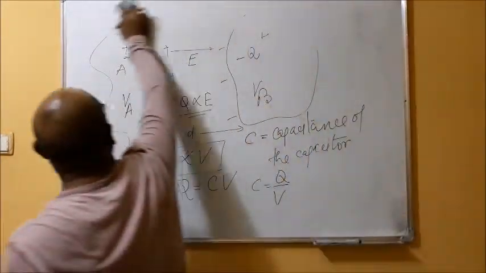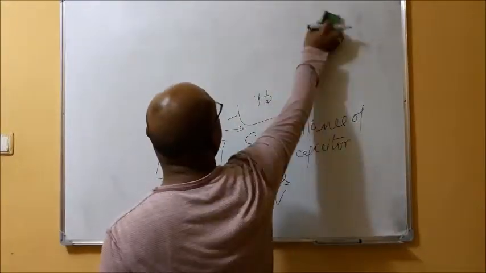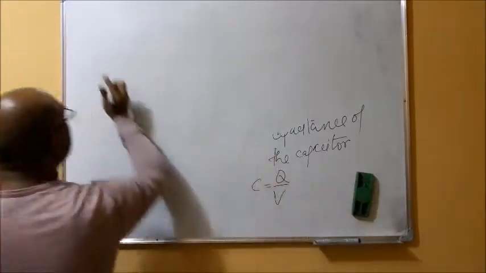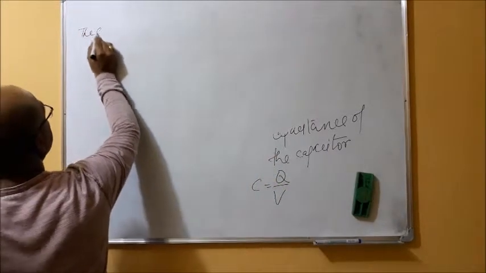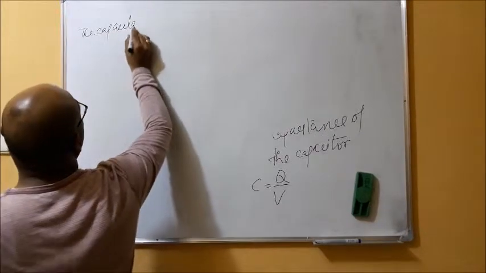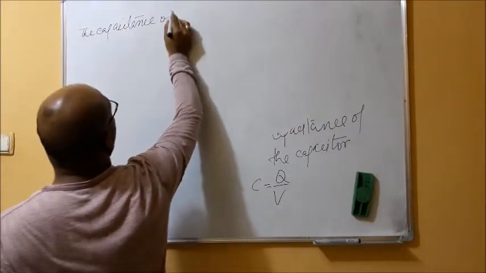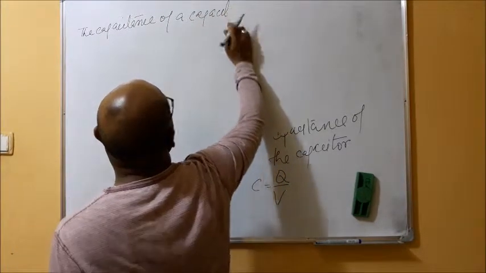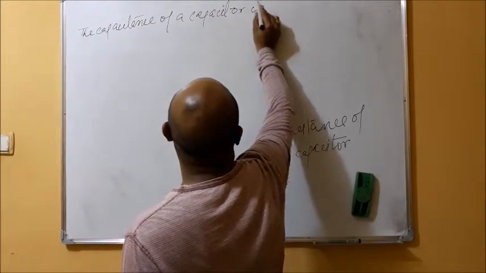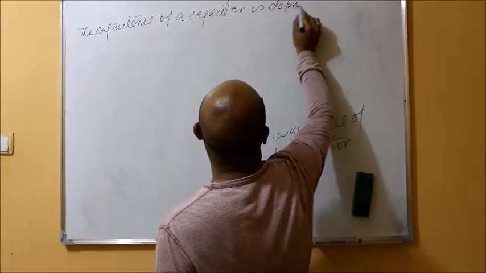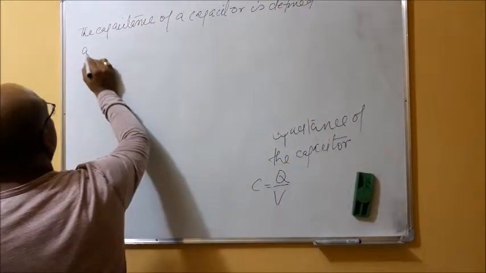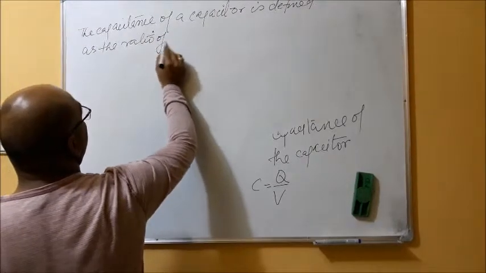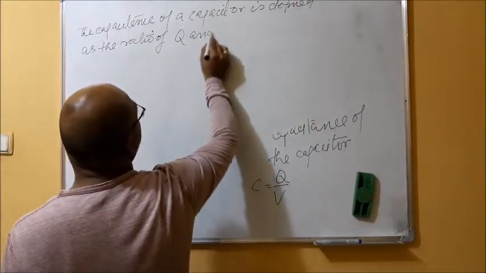So I can write here that the capacitance of a capacitor is defined as the ratio of Q, charge, and potential.